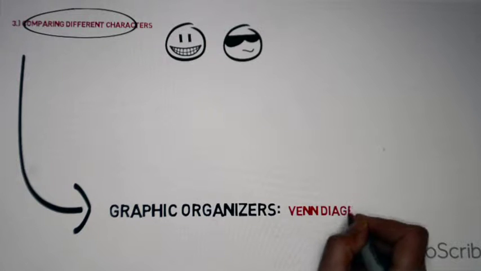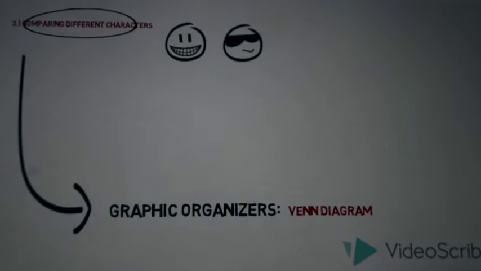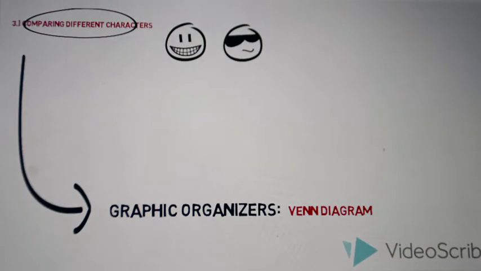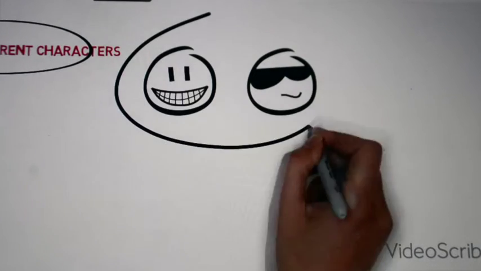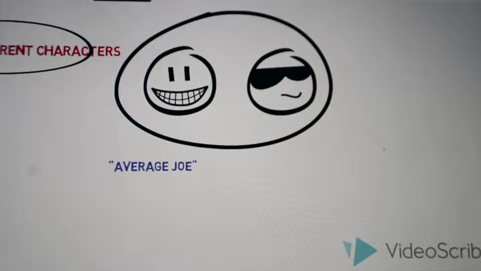Now, graphic organizers can be used in many different areas of the classroom, but for this presentation specifically, I'm going to show you how you could potentially use a Venn diagram to compare two different characters. Remember, the use of a Venn diagram is not at all limited to this use. You can use it in many different ways, but this is how our presentation is going to go. So say we're comparing two characters. On the left we have Average Joe, and on the right we have Cool Guy Mike.